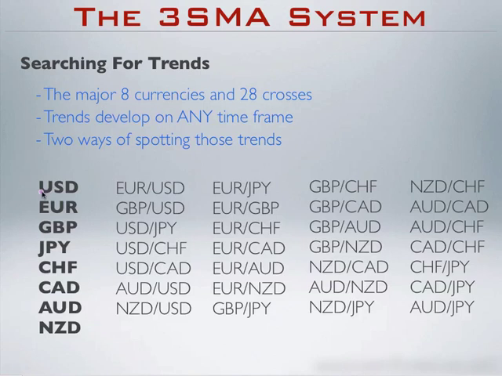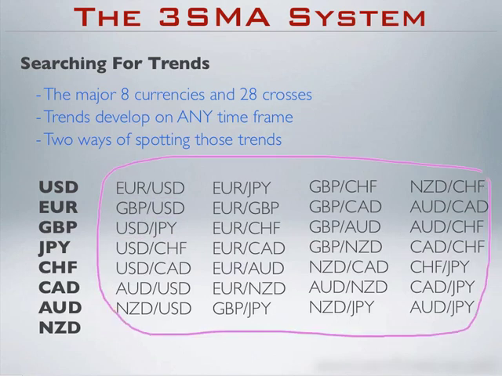Now, these are the 8 major currencies: the American dollar, the euro, the sterling pounds, the Japanese yen, the CHF, the Swiss franc, the Canadian dollar, the Australian dollar, and the New Zealand dollar. Well, if you cross them up, if you find all the different combinations, you will see that you come up with 28 major crosses. Euro against the American dollar, sterling pound against the American dollar, against the Japanese yen, etc. You may want to pause the video and write down this list of 28 major currency pairs.